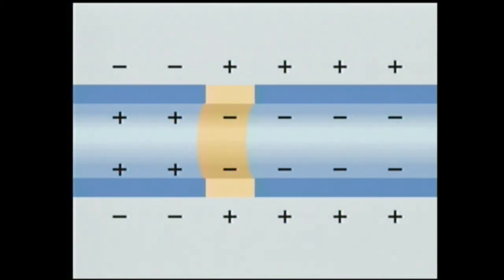A few thousandths of a second after the sodium ions enter the cell, other membrane channels open and allow potassium ions to flow out of the cell. This outflow of positive ions restores the membrane to its resting potential.